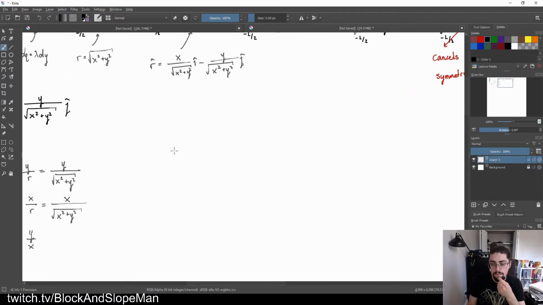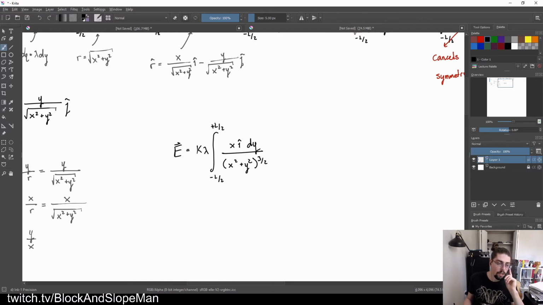So let's do that. E is equal to k lambda integral from negative L over 2 to plus L over 2 of, what have I said here, x i hat dy over, oh, not square root, x squared plus y squared to the 3/2 power. Right? All of that thing. Now, I'm sure we all have memorized the solution to this integral, right? I'm joking, of course we haven't. I haven't. And if I haven't, you guys certainly have not. There's a better way to do this.